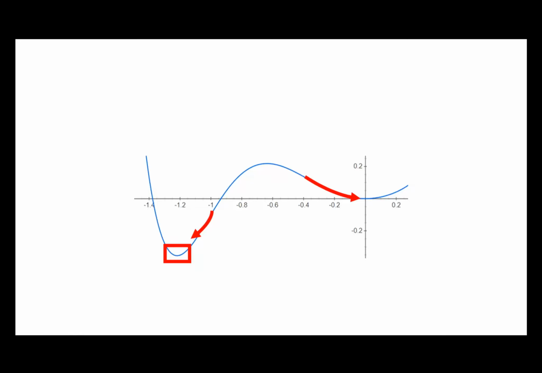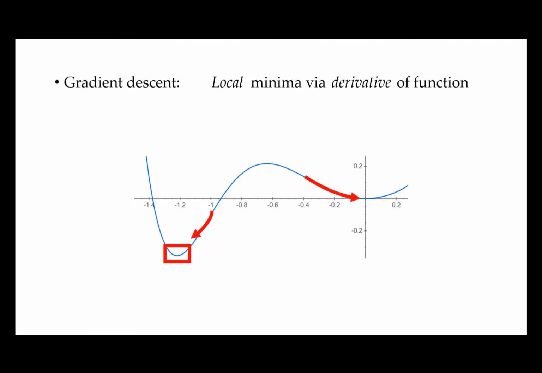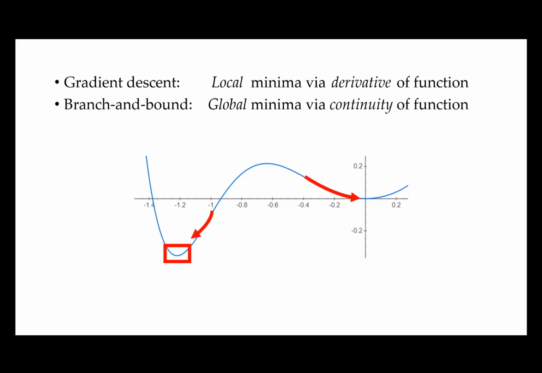But this eventually is what puts people off. I mean, they worry about the efficiency of this. And so that's what we're going to discuss a little bit as well. So I'd say gradient descent type algorithms are finding local minima using the derivative of functions, whereas branch and bound style algorithms are finding global minima using the continuity information about a function.